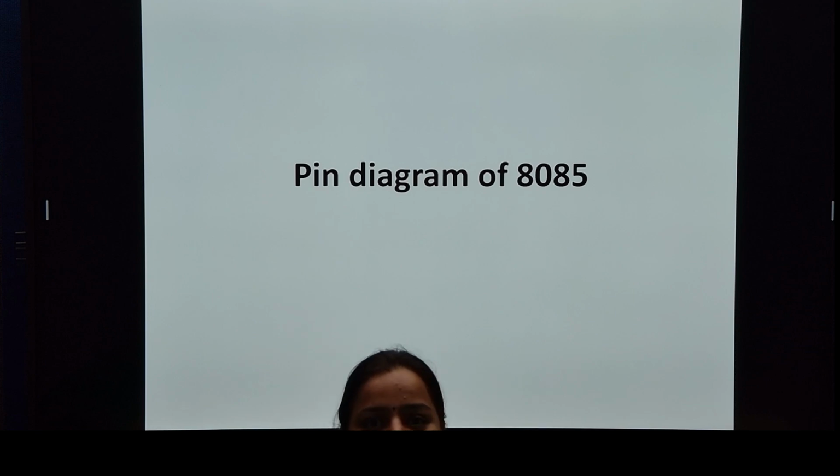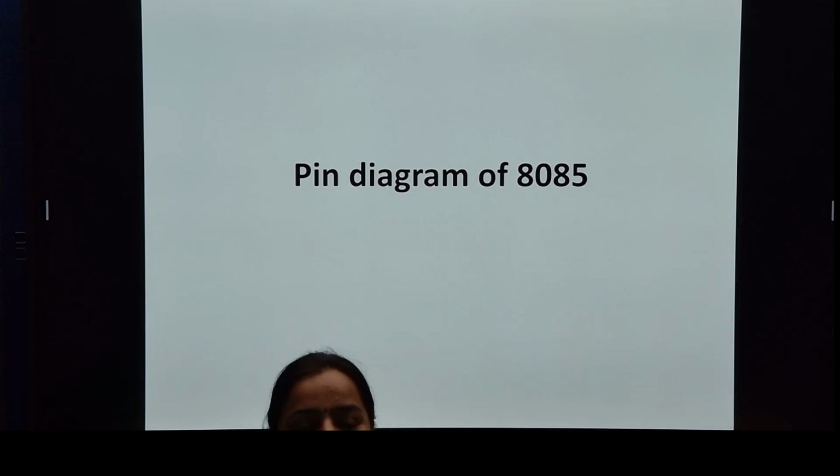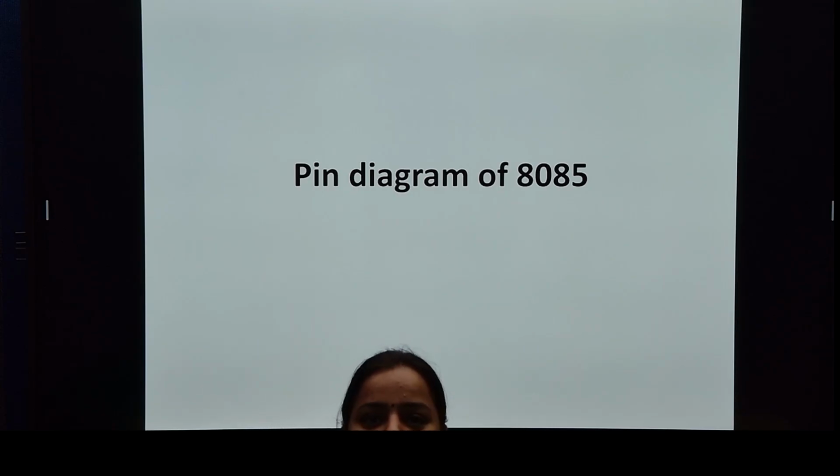8-bit microprocessor means it can take 8 bits at a time for processing, and 16-bit address bus means each 16-bit location can store 8-bit data at a time.